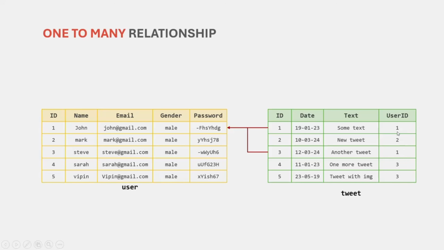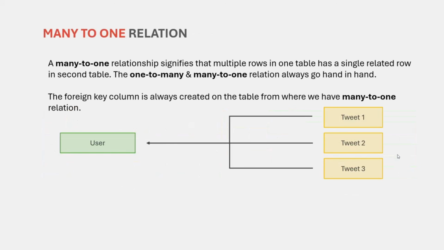In this example, he has made 2 tweets. So from the user table, we have one-to-many relationship here. One user has multiple tweets in the tweet table. The opposite of one-to-many is many-to-one. And whenever we have a one-to-many relationship between two tables, in the reverse, we will also have many-to-one relationship. So from user to tweet, we have one-to-many relationship. But from tweet to user, we will have many-to-one relationship.